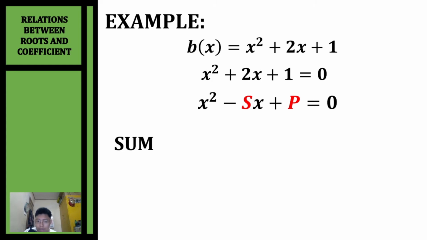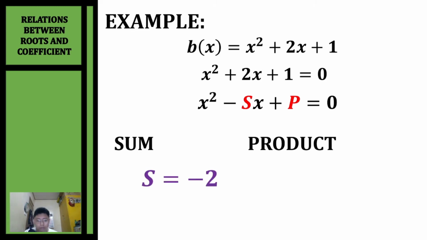The sum will be based on the numerical coefficient of our middle term, and our product will be the constant term. So for our sum, we will just copy the middle term and change the sign. In this case, it's positive 2, so our sum will be equal to negative 2. And our product will be the constant term, which is positive 1. So the sum and product of this quadratic function will be negative 2 and 1.